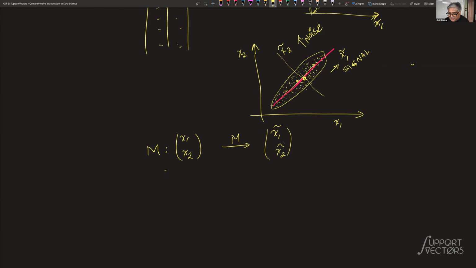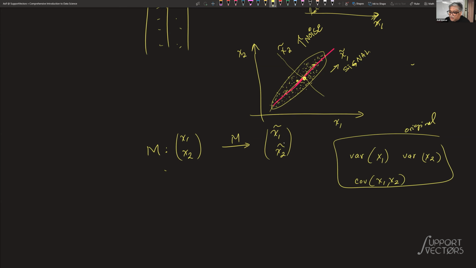What it will have is a variance. You can talk about variance along the x1 direction, variance along the x2 direction. You can talk about the covariance of x1, x2. There are three things you can talk about in the original coordinate system. Would you agree, guys? This data, you can compute the variance along the x1 direction, like it varies from here to here. Let me repeat this data here.